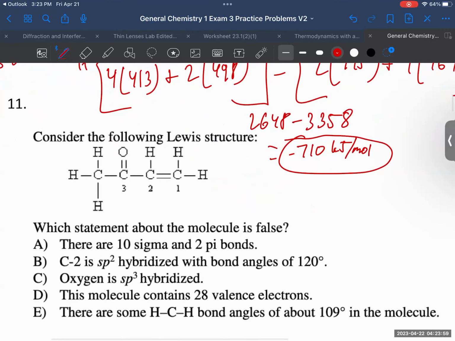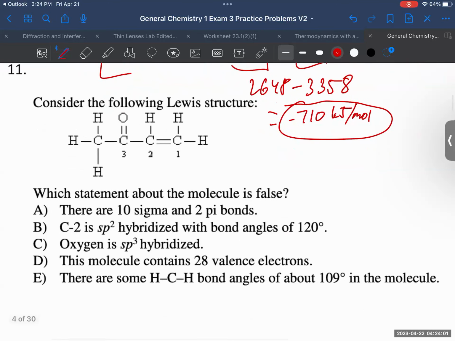Yeah. All right. Consider the following Lewis structure. Have you considered it? Yes. I've considered it. All right. Which of the following statements about the molecule is false? Oh, you have it? No. Okay. I'm gonna make hybridization.